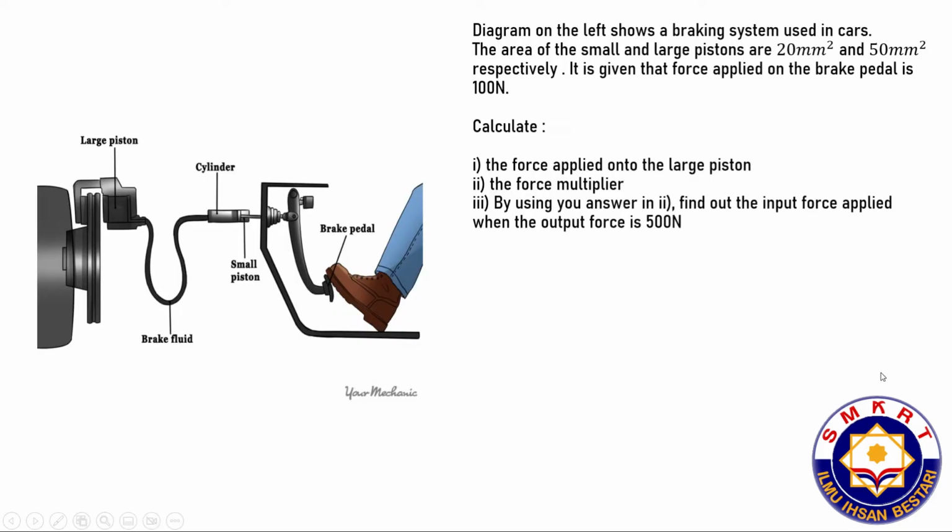Right, how about you give it a go? Diagram on the left shows a braking system used in cars. The area of the small piston and large piston are 20 mm and 50 mm respectively. Given that the force applied on the brake pedal is 100 N, calculate 1. The force applied onto the large piston, 2. The force multiplier, and 3. By using your answer in 2, find out the input force applied when the output force is 500 N. You may pause the video if you have to.